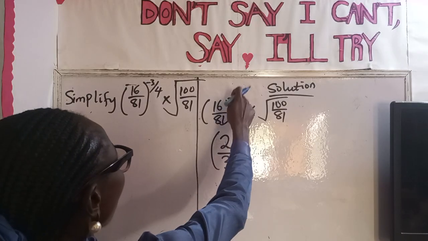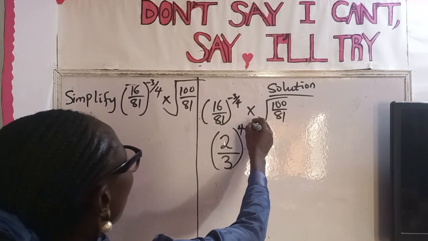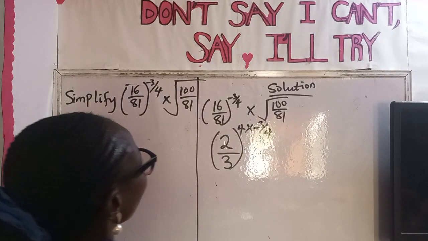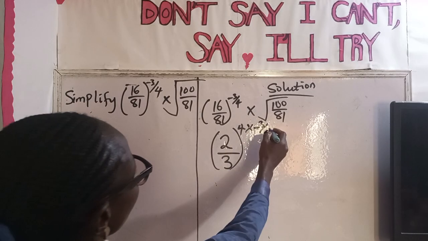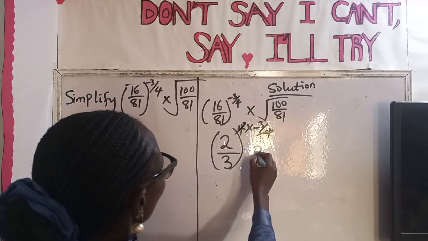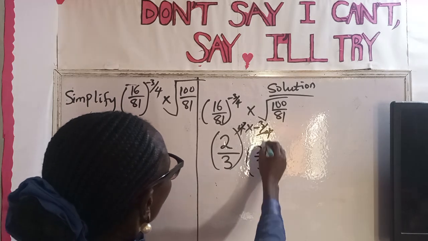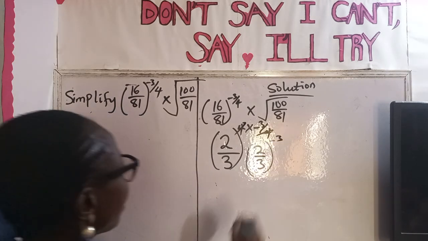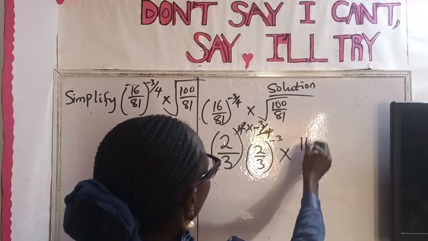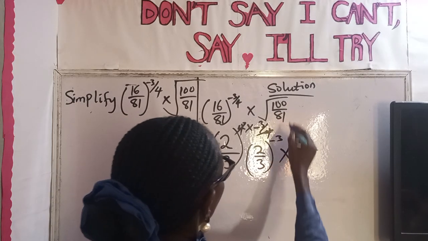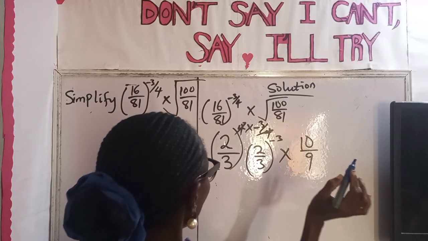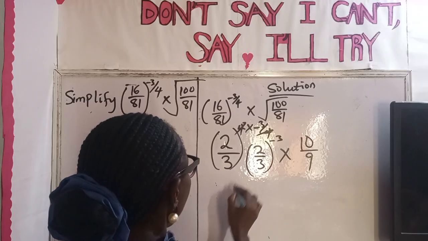We have one power outside the bracket before, which is minus 3 over 4, right? So, we can divide this. We have (2/3) raised to the power of minus 3, times what is the square root of 100? It is 10. The square root of 81, that is what? 9, right?